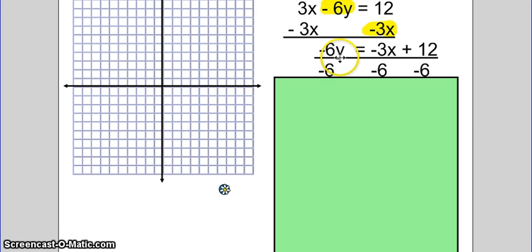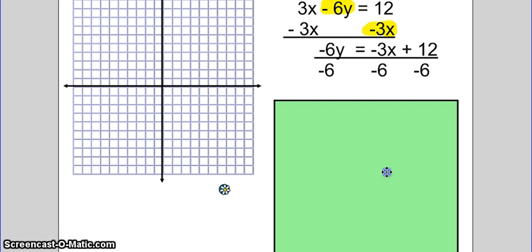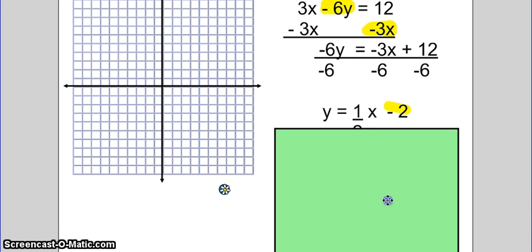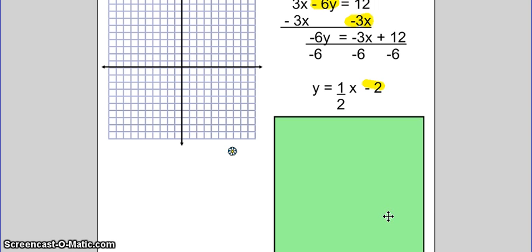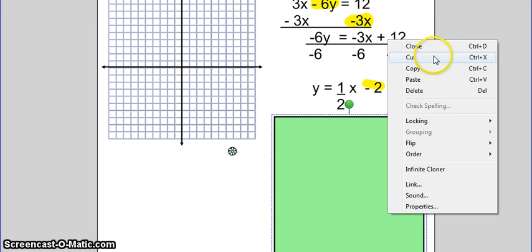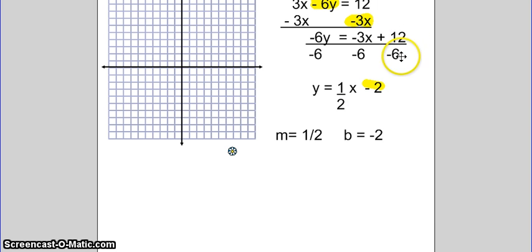Negative 6 divided by negative 6 will cancel out my 6's. Negative 3 divided by negative 6 makes a positive 3 over positive 6, which simplifies to 1 over 2. So when I get my equation at the end, it's going to be 1/2 x minus 2. When I do 12 divided by negative 6, I get minus 2 or negative 2. So that means my b is also negative 2 again. My slope is 1 over 2.